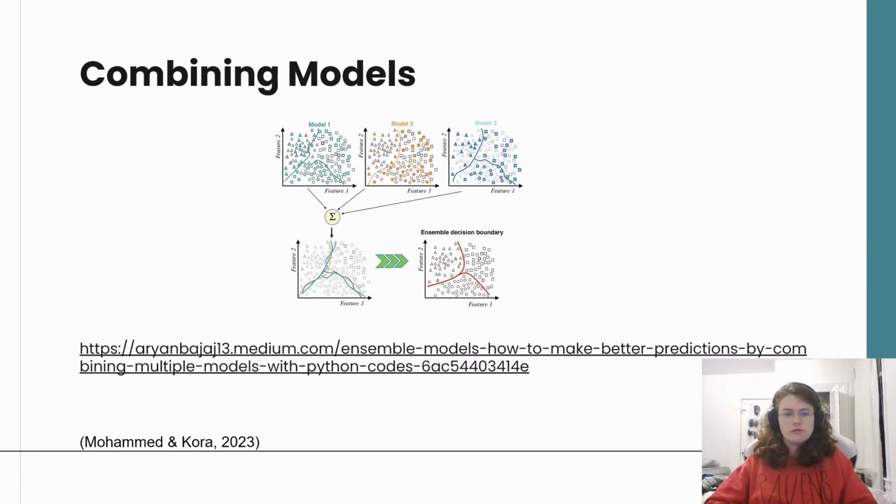Now there's this excellent review by Mohammed and Cora, which discusses ensemble methods in general. Ensemble meaning this group. And they discuss three main ensemble methods. One is called bagging, one is called boosting, and one is called stacking. So let's talk about these.